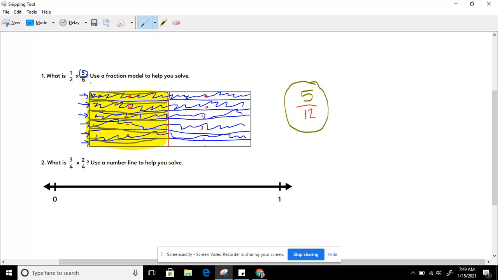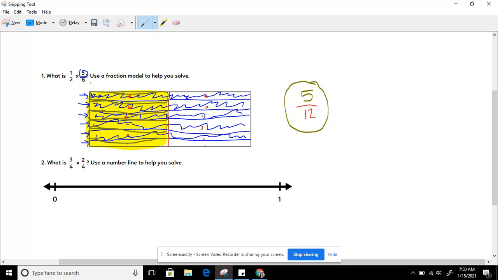Okay. And I will tell you, my fraction model here is not the neatest. When you go on Buzz and you're looking at your Buzz lesson, they'll show you a few examples of using a fraction model that are a lot neater than mine, but it's the same concept. So I would definitely suggest looking at those examples on Buzz. It'll be a little bit easier for you to see the overlapping, whereas mine's a little messy because I'm using my laptop to draw. All right, so that's your first example of multiplying fractions using a fraction model.